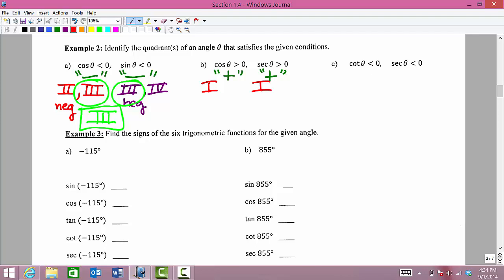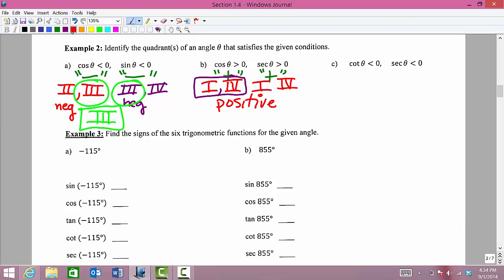They're both positive in quadrant 1, and they are also both positive in quadrant 4. So we could actually be talking about two particular quadrants. We have more than one quadrant which we could be describing. We could be describing quadrant 1 and quadrant 4. So both of those would satisfy the conditions for where theta could lie if cosine is positive and also secant is positive.